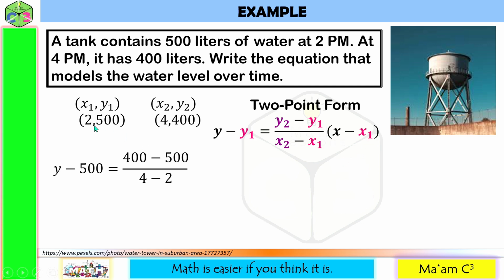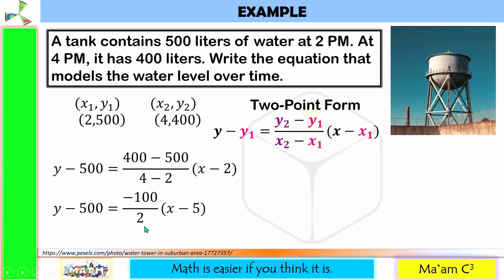Our x sub 1 here is 2. So times the quantity x minus 2. 400 minus 500 is negative 100, while 4 minus 2 is positive 2. And negative 100 divided by 2 is negative 50. So here is now our equation that models the water level over time. Y minus 500 equals negative 50 times the quantity x minus 2.